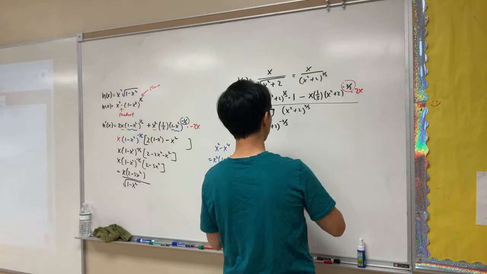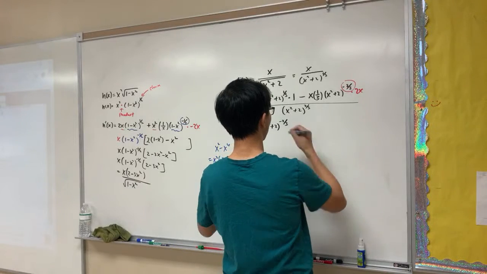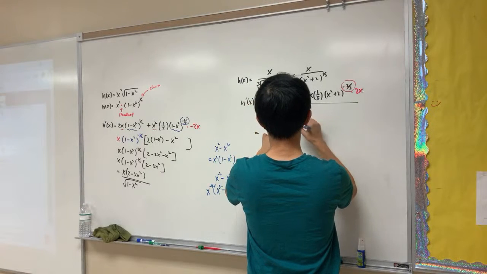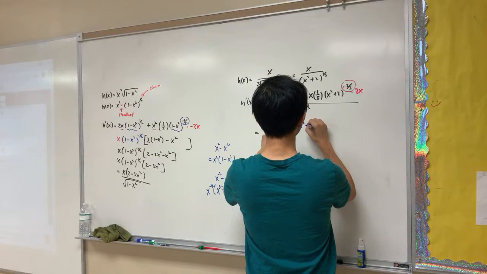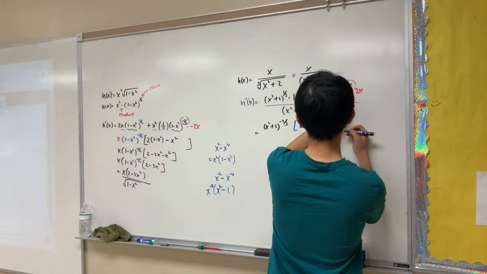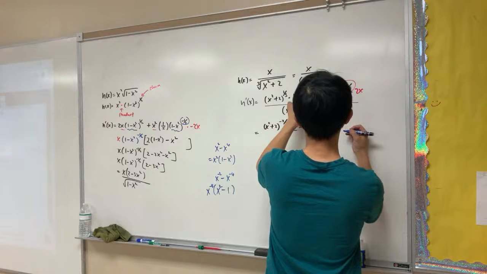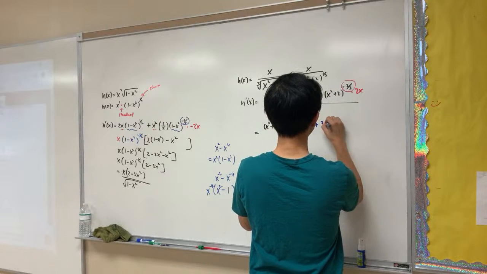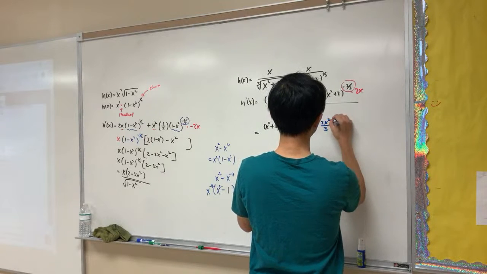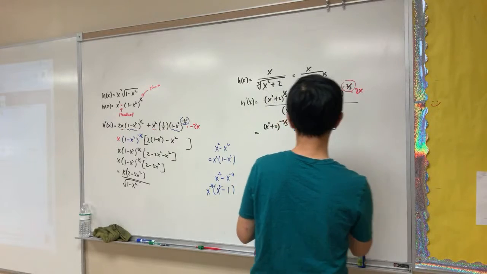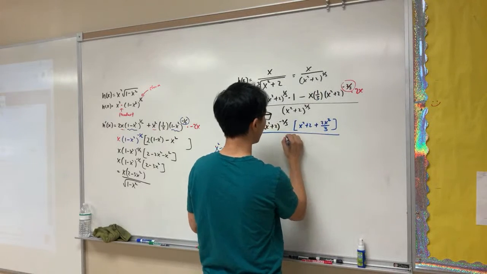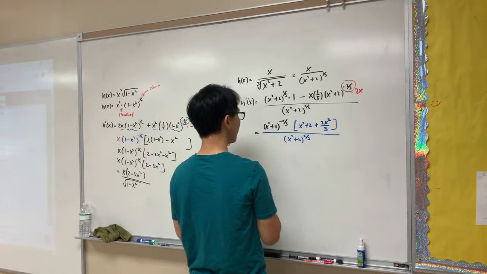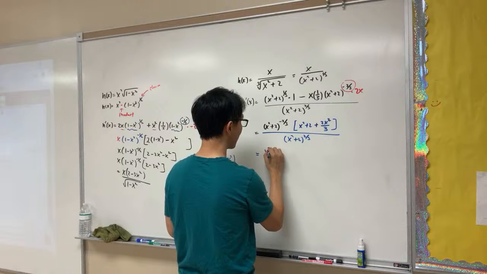X squared plus, I have what? This one's gonna be x squared plus 2, thank you. And on this side, this one's completely gone. So it'll be 2x times x, which is 2x squared, right? So 2x squared over 3, right? Over x squared plus 2 to the 2/3. Now I'm gonna simplify this, x squared.